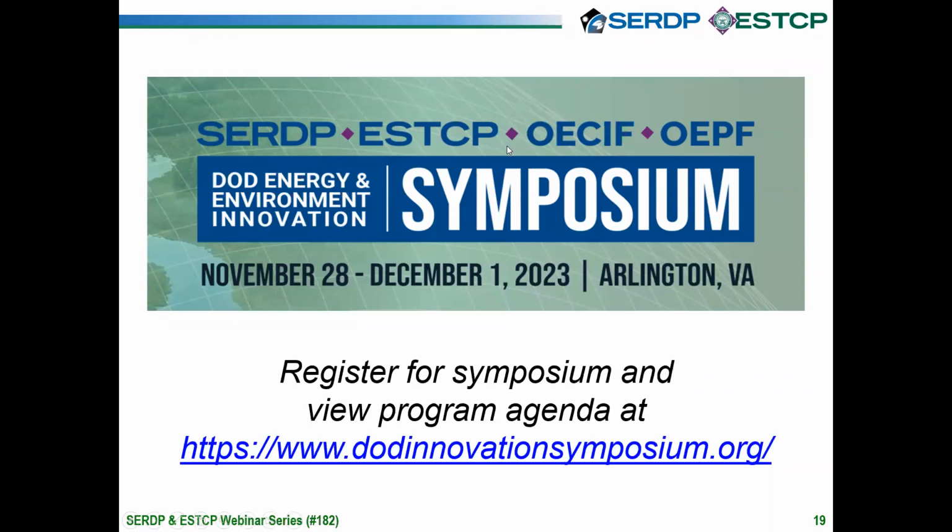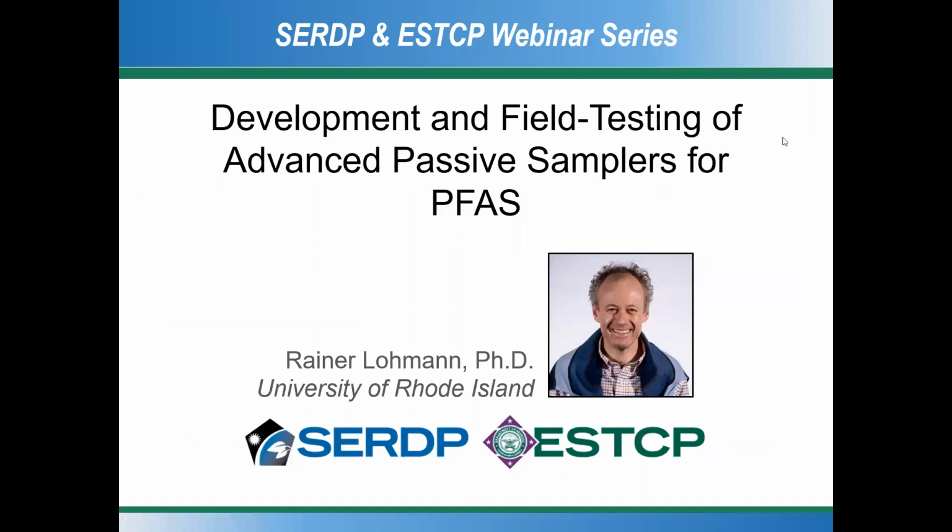Rula? Thank you, Andrea. It is now my pleasure to introduce our first speaker, Dr. Rainer Lohmann. Rainer is a professor at the University of Rhode Island's Graduate School of Oceanography. His research focuses on the detection, fate, and transport of anthropogenic pollutants in the environment, often relying on passive samplers in the process. He is the director of an NIEHS-funded URI Superfund Research Program Center on the sources, transport, exposure, and effects of PFAS. The center is referred to as STEEP.